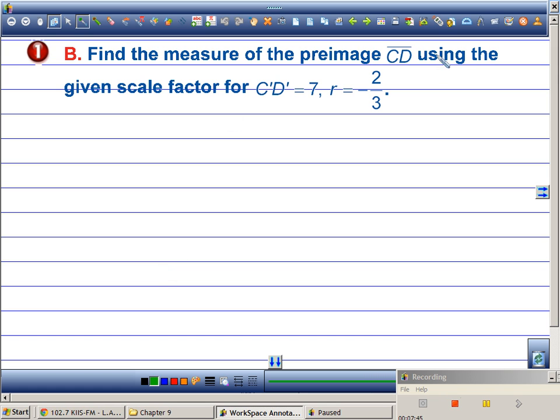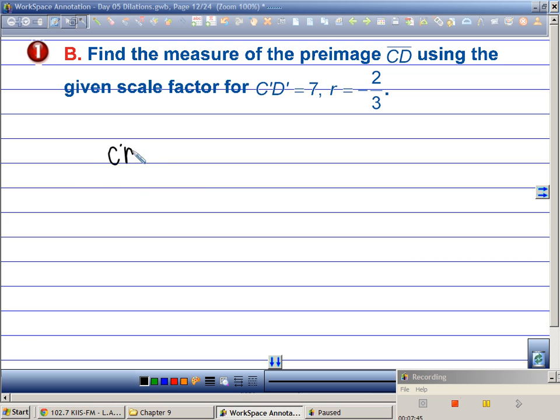Find the measure of the preimage CD using the given scale factor for C prime D prime. So what would I say again? C prime D prime is equal to the absolute value of my scale factor times the original image. So this time I know that C prime D prime is 7. I know that my scale factor is -2/3. I need to find CD.